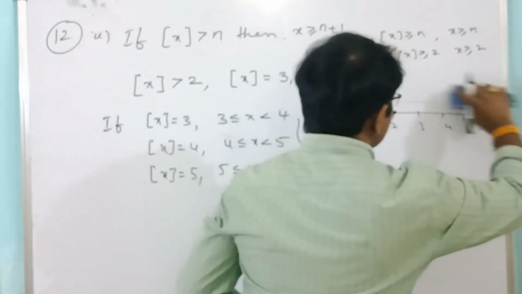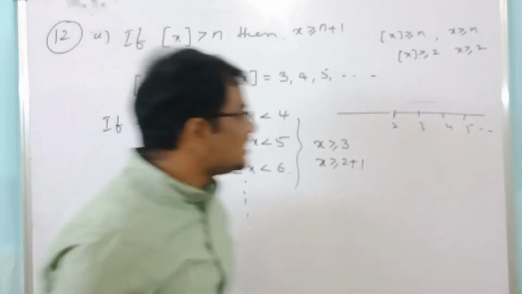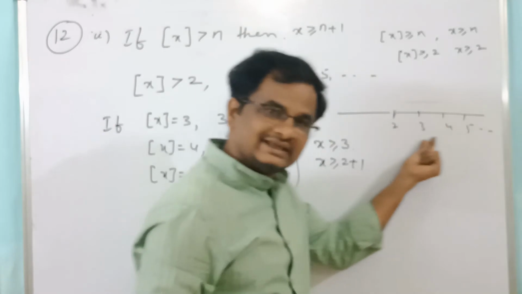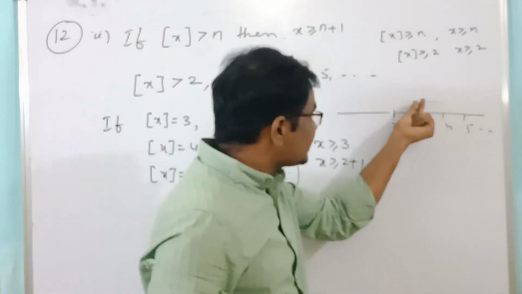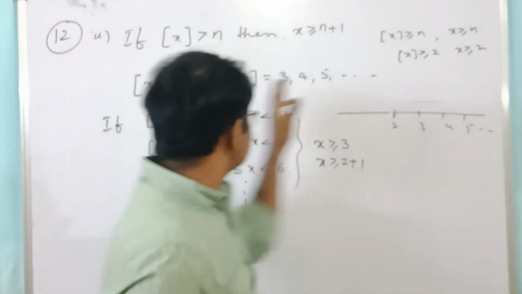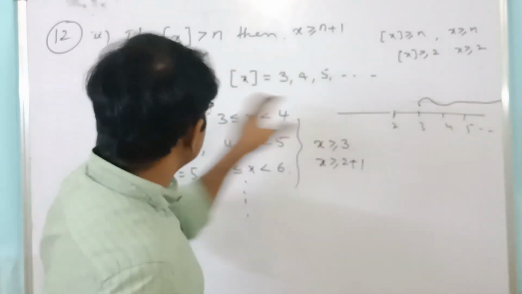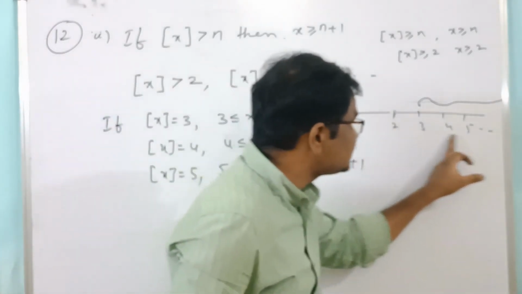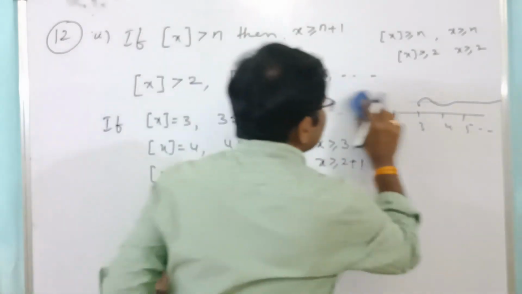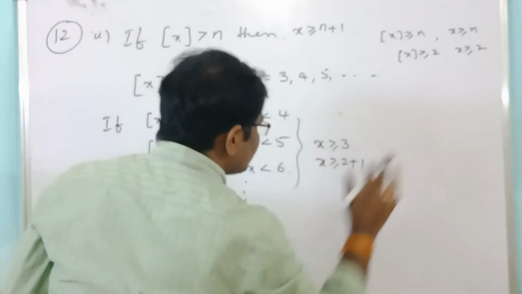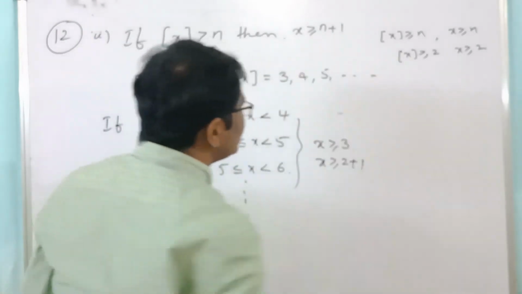Here also, whenever [x] is greater than 2, the value should start from here only. Because from here, in real numbers, the greatest integer function will give 3 only, since [x] is greater than 2. You can identify it like that. [x] is greater than 2 means the integer starts from 3, so that's why the closed interval from 3 to etc. Next, x greater than or equal to 3: whenever [x] is greater than n, then x is greater than or equal to n plus 1.